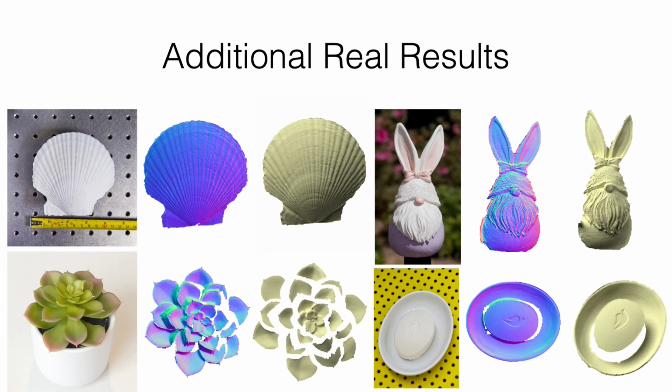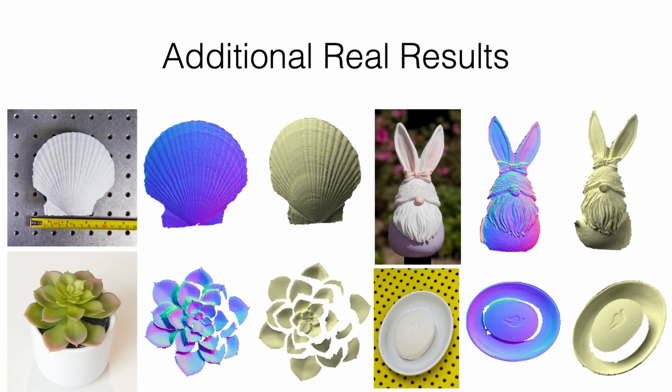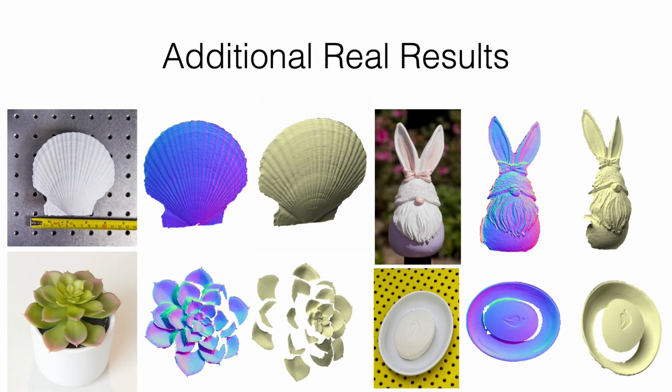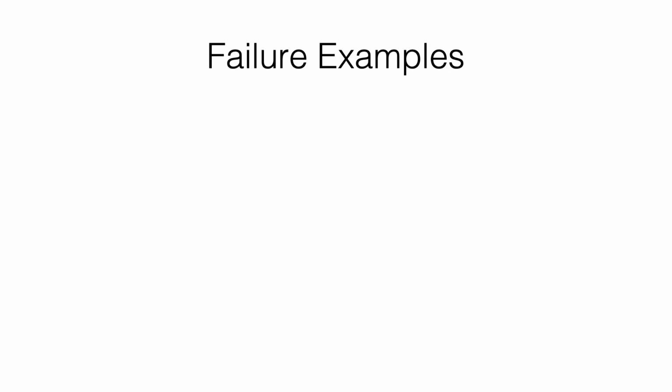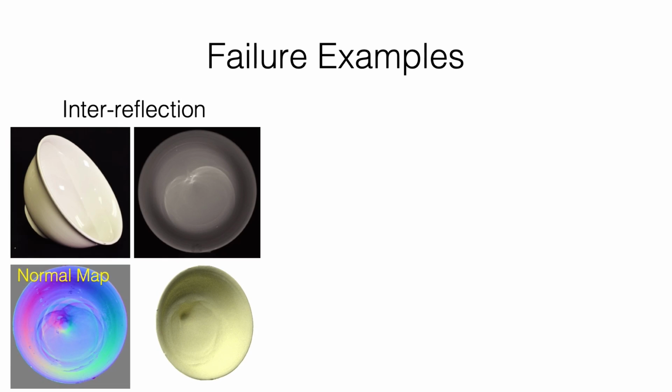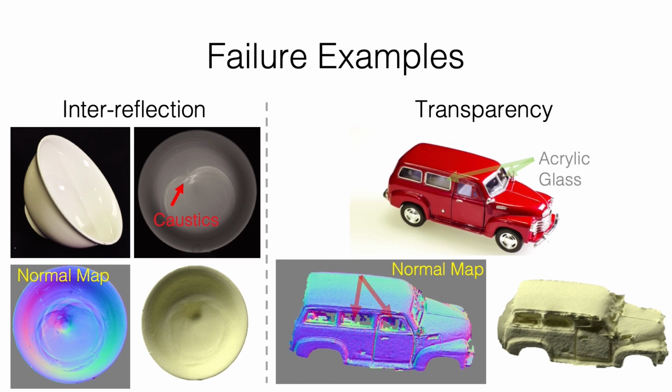Here are more reconstruction results on real seams. All these results are computed with 2 reciprocal pairs. Here we show some failure examples. Our method doesn't work well in presence of strong inner reflection because it causes caustics on the surface. Our method also fails in transparent areas where transmission is dominant.